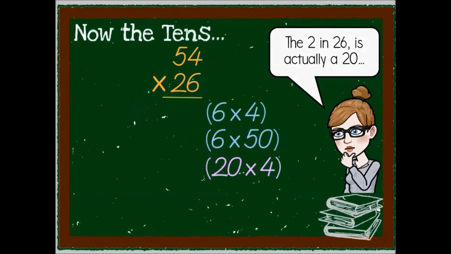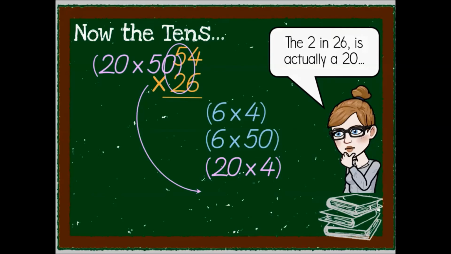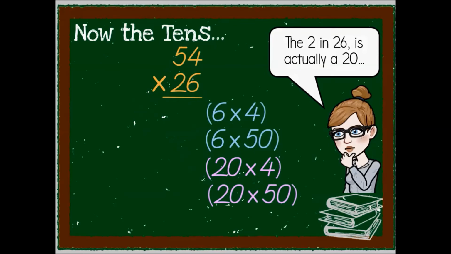This writing on the side is just a way for us to check ourselves and multiply tens with tens, not 2 times 5. That 2 and that 5 is in the tens place, so it is 20 times 5. Now, let's get down and dirty in this battle.